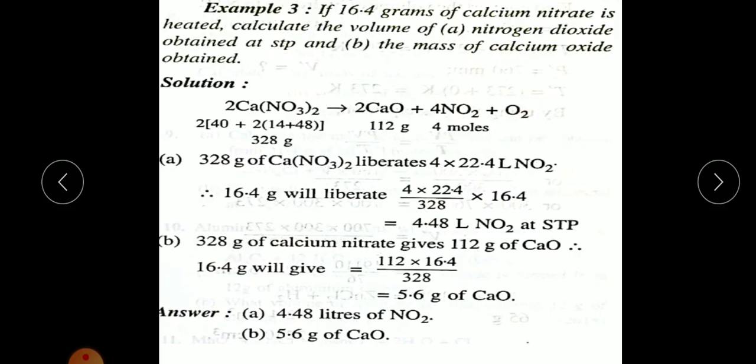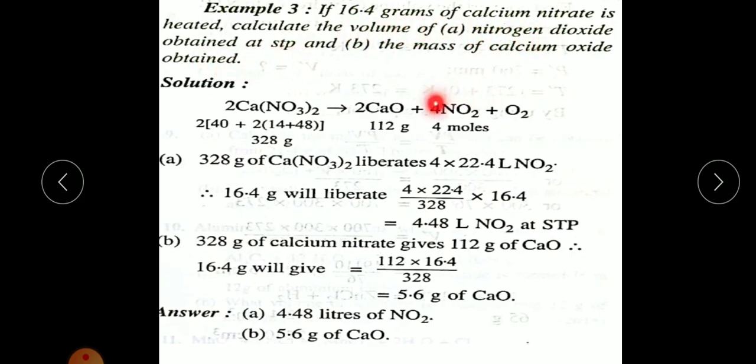Now once again we'll balance the equation first. In balancing the equation, this will be 2 molecules, this will be 2 molecules, this will be 4 molecules, and this will be only 1 molecule. After this again we'll calculate the molecular mass of each substance. The molecular mass will come as 328 gram for calcium nitrate, calcium oxide will come as 112 gram, and nitrogen dioxide will be 4 moles, and since it is a gas we'll keep it as moles. Now from the equation, first it is asked to find out the volume of nitrogen dioxide obtained at STP.